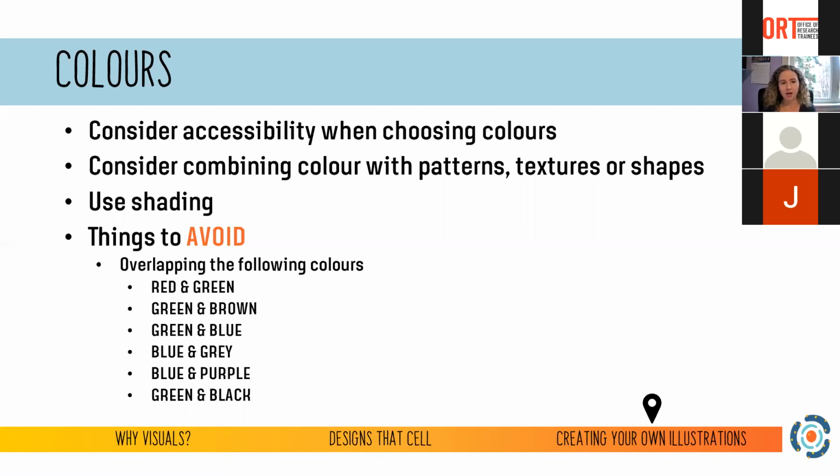So in particular, there are a few color combinations that should not be combined and should never be overlapped. And those include red and green, green and brown, green and blue, blue and gray, blue and purple, and green and black. And again, the rationale for this is because if you are overlapping these two colors, individuals with color blindness may not be able to differentiate which is which.